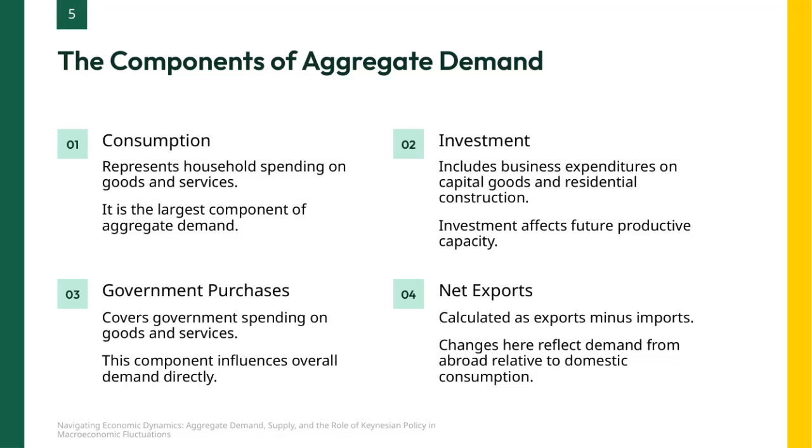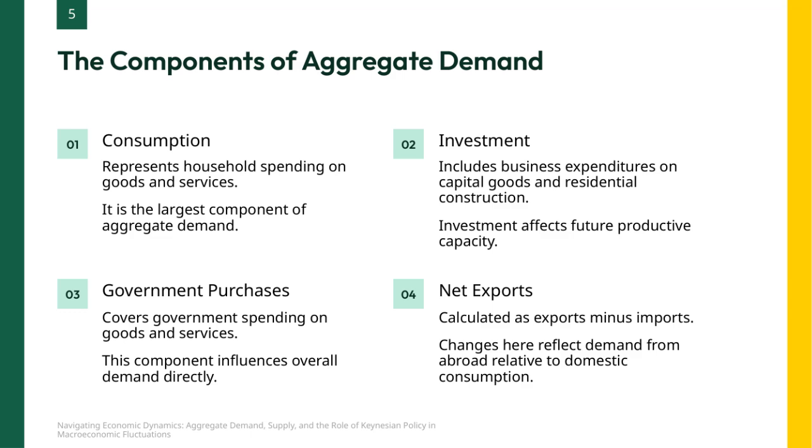Now, let's take a closer look at the main components of aggregate demand. First, we have consumption, which represents household spending on goods and services. This is actually the largest component and drives much of the overall demand in the economy. Next is investment, which includes business spending on capital goods like equipment and also residential construction. Investment is crucial because it impacts the economy's future productive capacity.